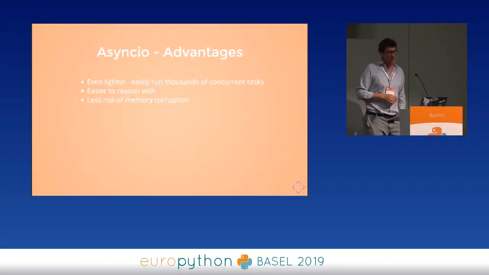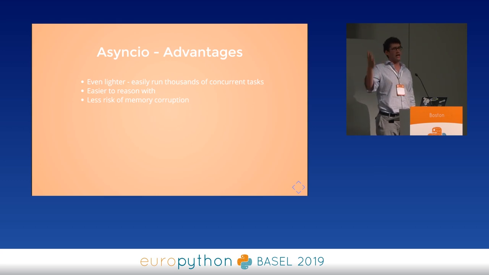So, advantages of asyncio: even lighter than processes and threads. We can quite happily have, say, thousands of web sockets connected to a single host, processing all of them without enormous amounts of CPU or memory usage. They're a lot easier to reason with because you are explicit about where you're going to do some networking, where your current piece of code is going to release and do an await, and so other code might get executed when you're doing networking and when you're not doing networking. And there's technically less risk of memory corruption because we're only ever running one bit of Python at a time.